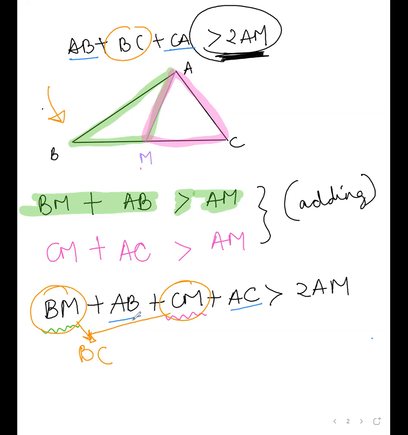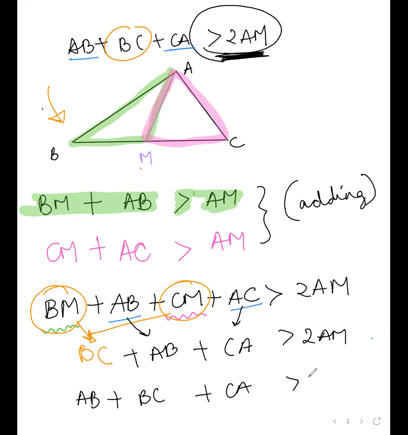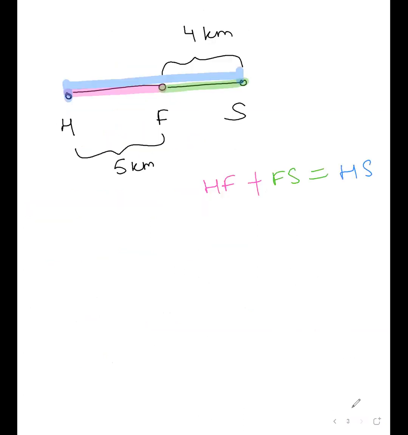Now our AB is as it is, and then our AC, or we can write it as CA also. So if you rearrange these, it becomes AB plus BC, just rearranging, nothing different. AB plus BC plus CA is greater than 2AM. So have we reached our desired result? Yes, good. Can you give me 1 minute to write it down?